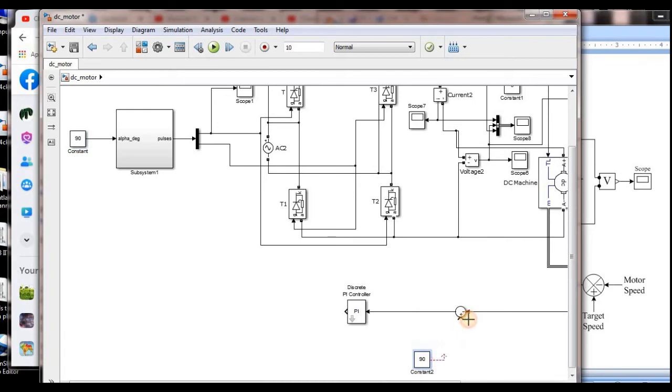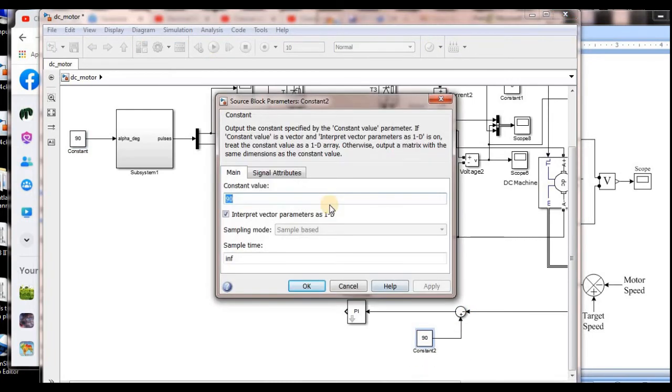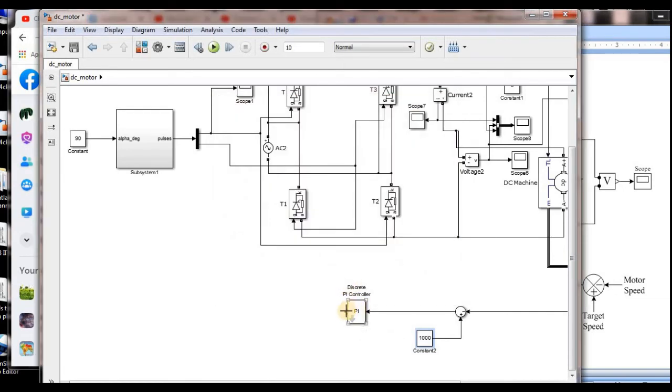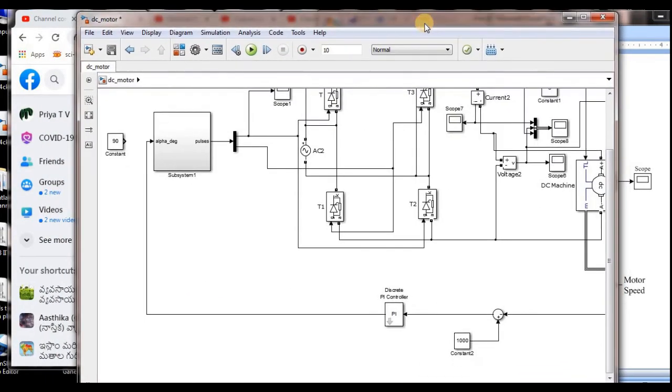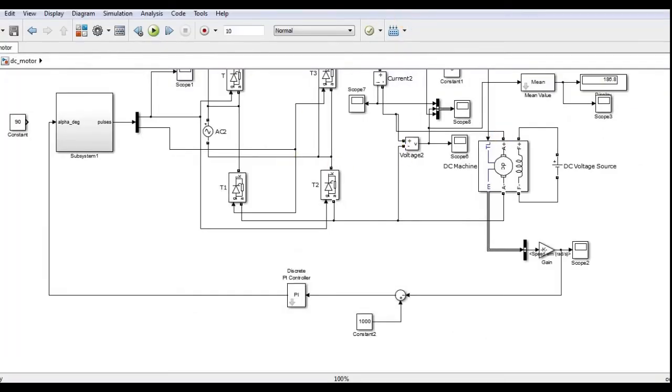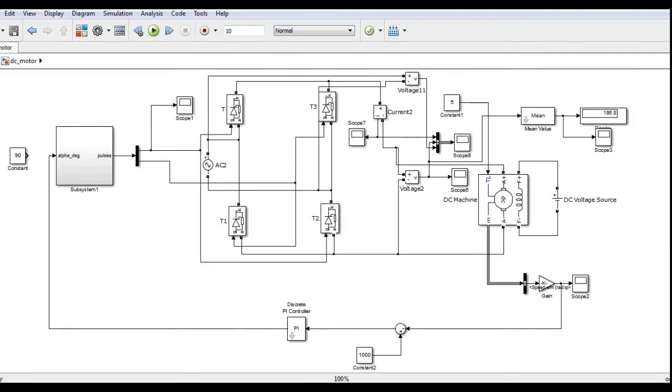So I will bring one constant here. This is now my reference speed. I require 1000 RPM. So now this PI will convert this factor to alpha directly, or else you can use it like this. It will generate some required voltage, and after that the conversion factor is like cos alpha. So cos inverse is required. These things will be explained in detail in three phase converters, how we use the cos inverse and everything. This is for a simple purpose.